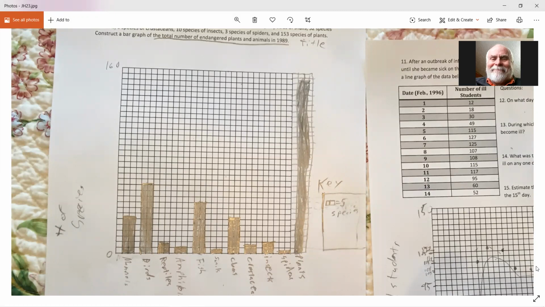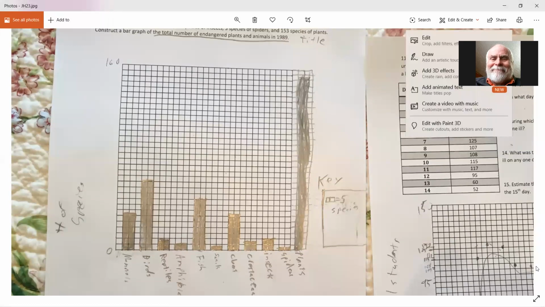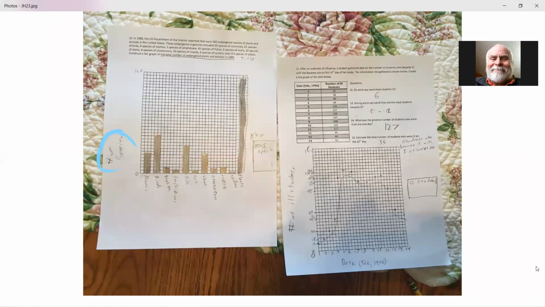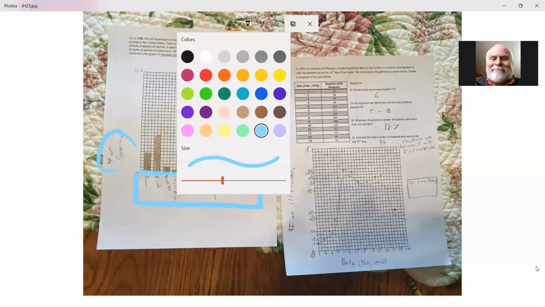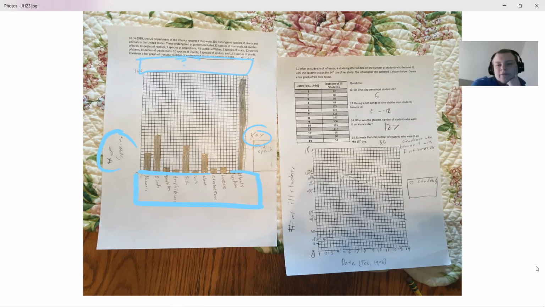So we've got number of species, so we've labeled the side, we've labeled the bottom. It's way too fat. We have a key, no title. I have the title right there. It's the underlined last sentence.